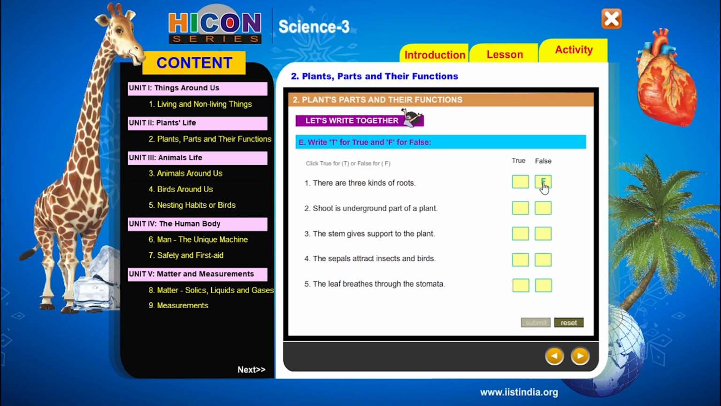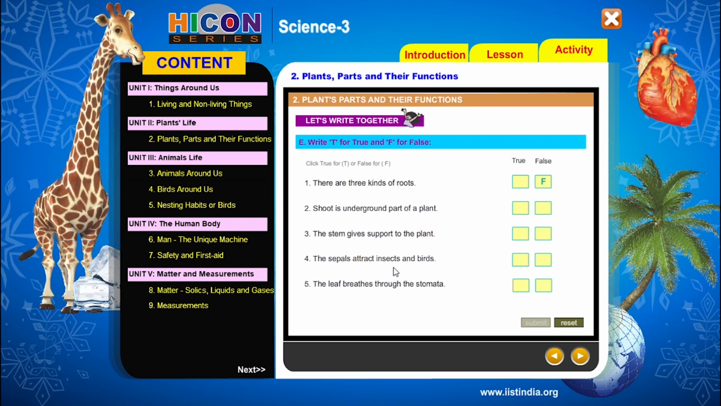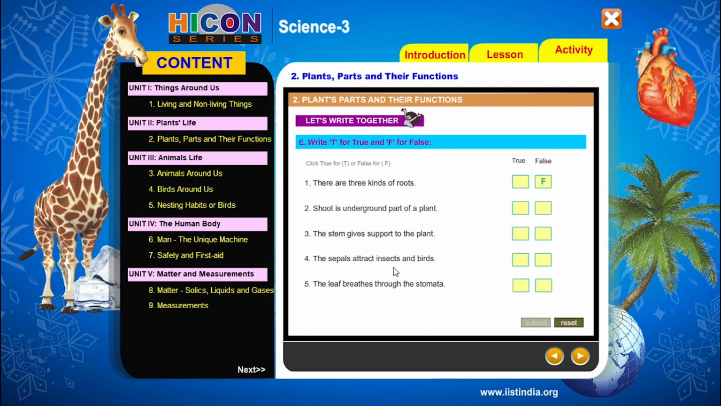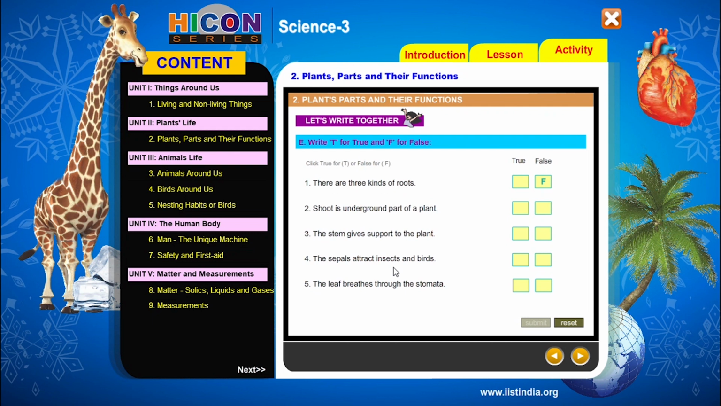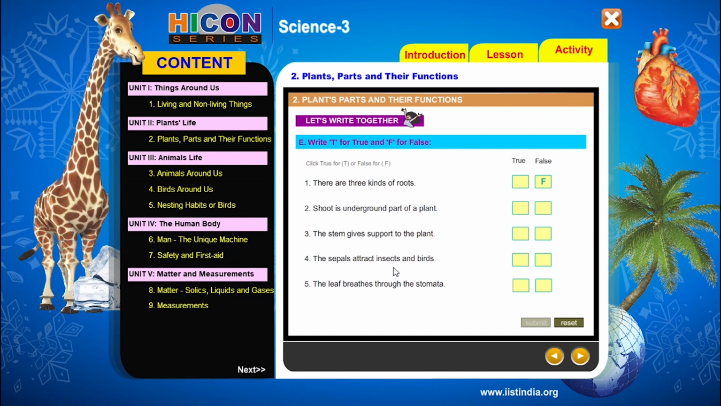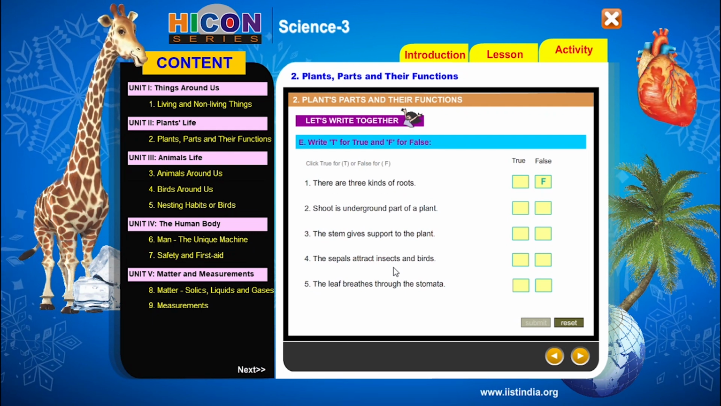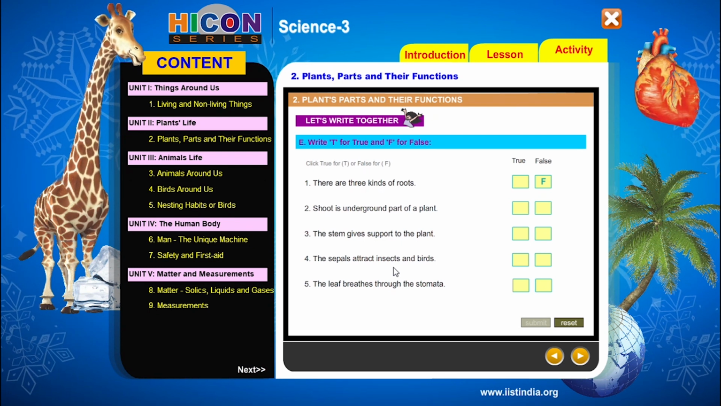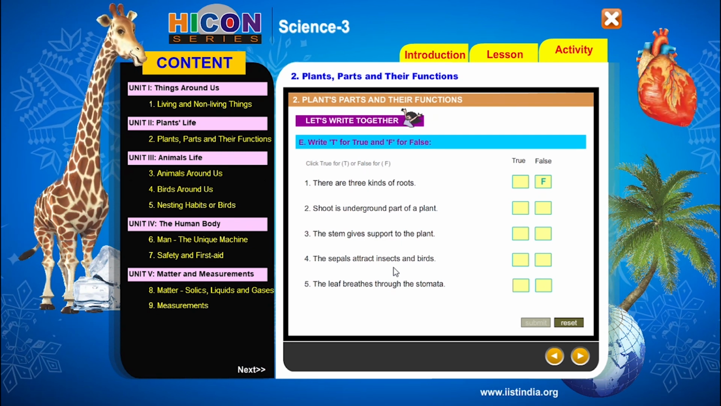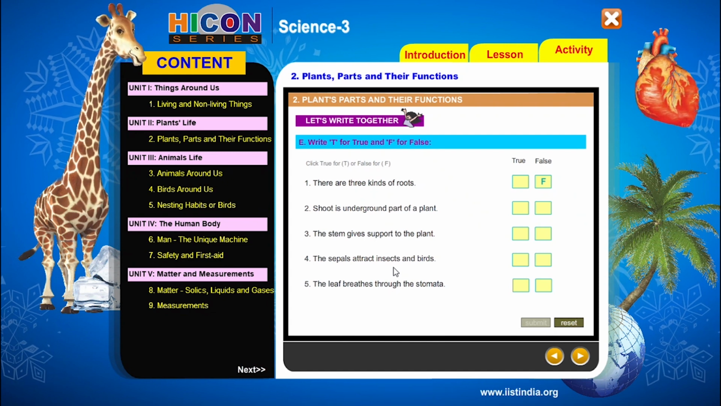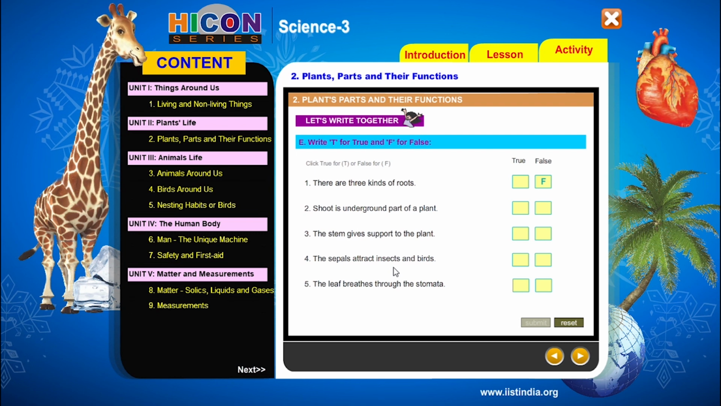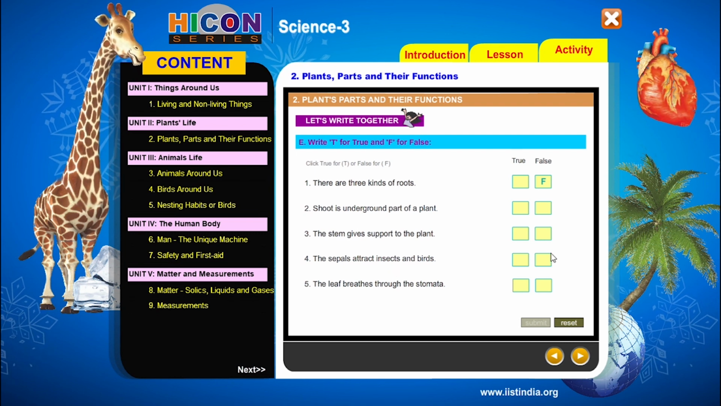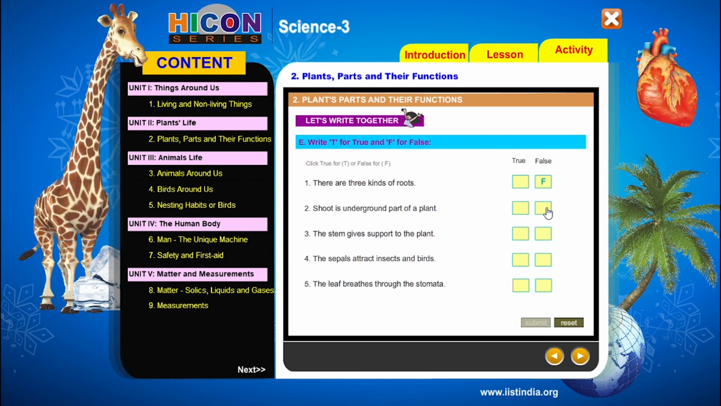See the second sentence: shoot is the underground part of the plant. Children, is it correct? No. A plant is mainly divided into 2 parts, roots and shoots. Root is the underground part and shoot is the part which grows above the ground. So shoot is not the underground part of the plant. The second sentence is also wrong, that is false. Write F in the box.